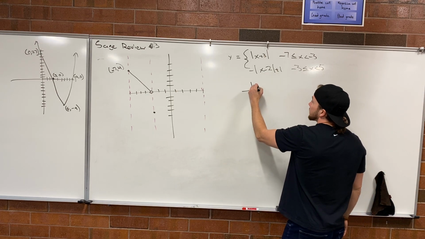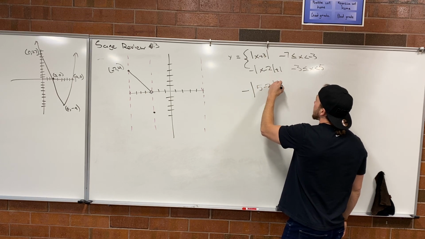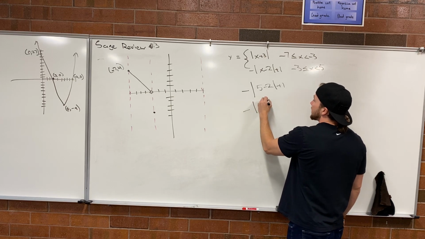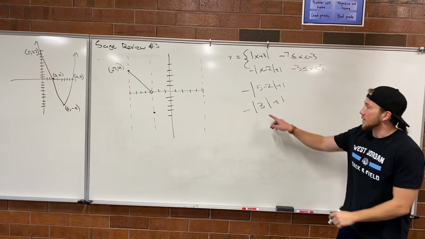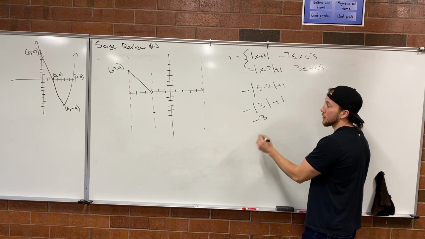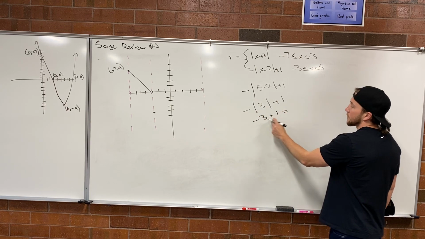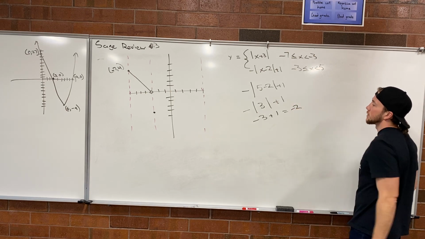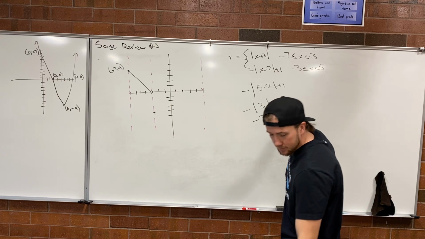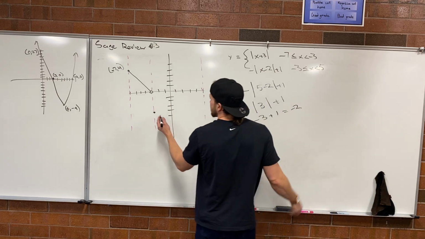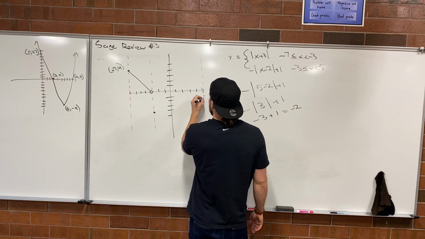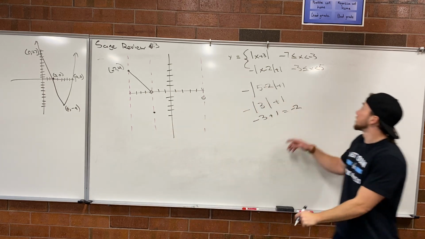Negative the absolute value of 5 minus 2 plus 1. Okay, 5 minus 2 is 3, so this is negative absolute value of 3 plus 1. And the absolute value of 3 is just 3, so this is basically -3 because we have the negative in front, plus 1. -3 plus 1 equals -2. So I know that when I have x is 5, y is going to be -2. So that'll be right here, and we're going to have an open circle, okay?